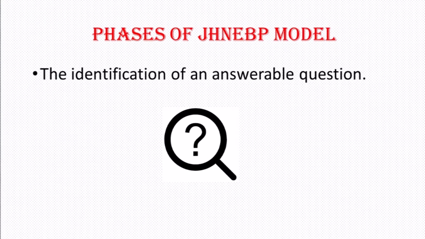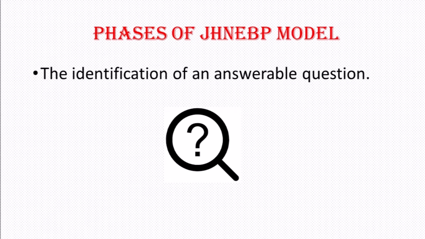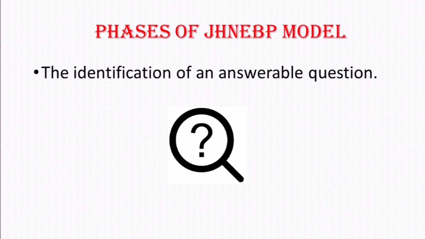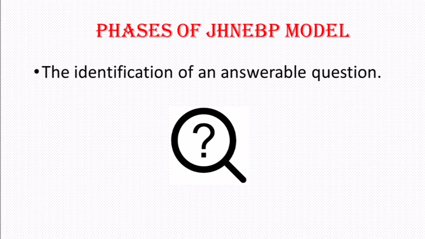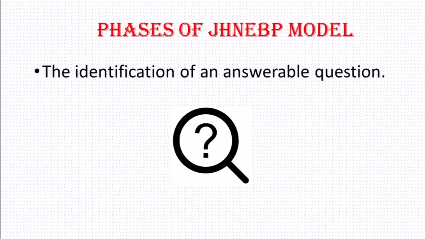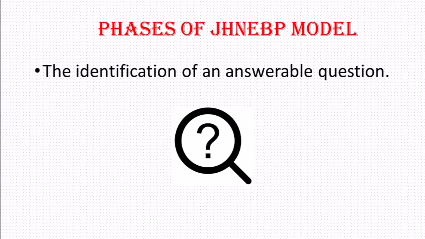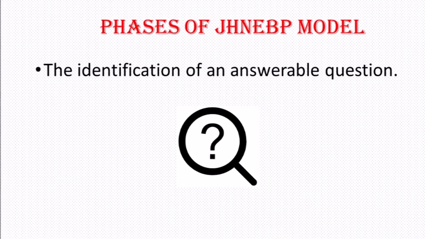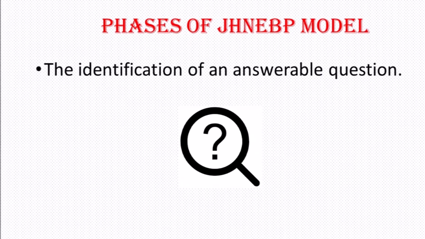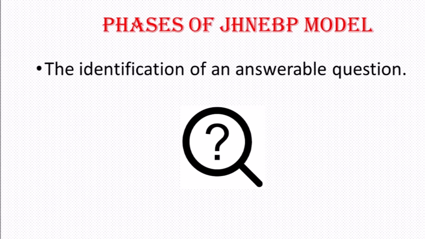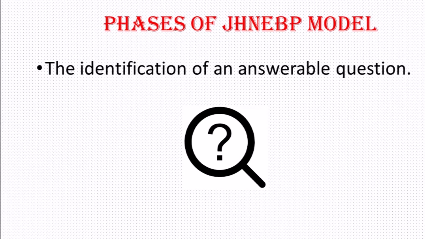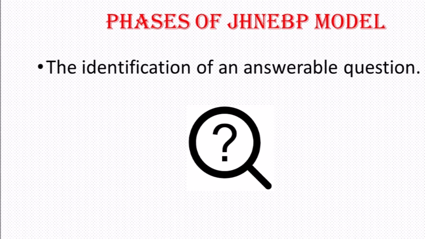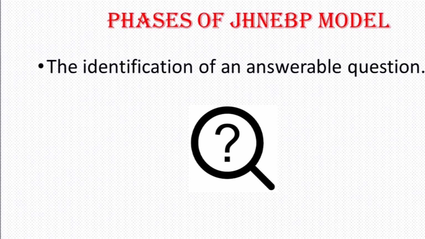The first phase of this model is identification of an answerable question. In this phase, you need to identify an answerable question. For example, how to prevent bed sore through bed making. Yes, it can be answerable, and you need to search for the causative factors which are responsible for bed sore. That may be a wrinkled bed or wet bed or continuous lying down on a bed in a single position, etc.